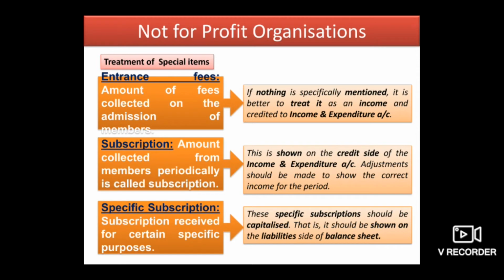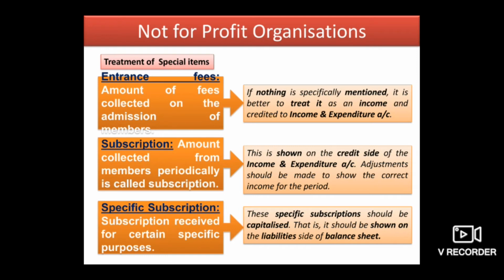Now we come to the treatment of some special or peculiar items, and how these items are to be recorded in the income and expenditure account. That is what we are going to discuss. First one is entrance fees. Entrance fees is nothing but the amount of fees collected on the admission of members. If nothing is specifically mentioned, it is better to treat it as an income and credit it to income and expenditure account.